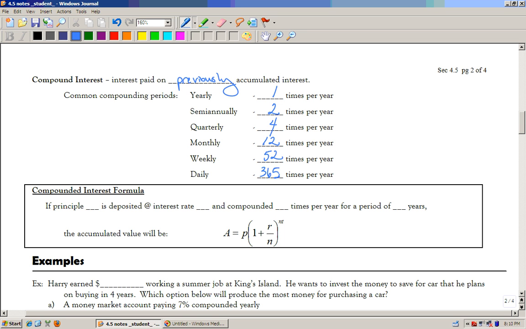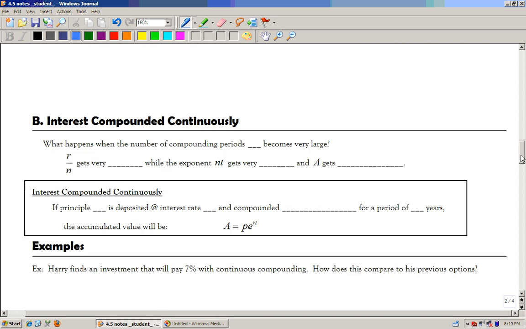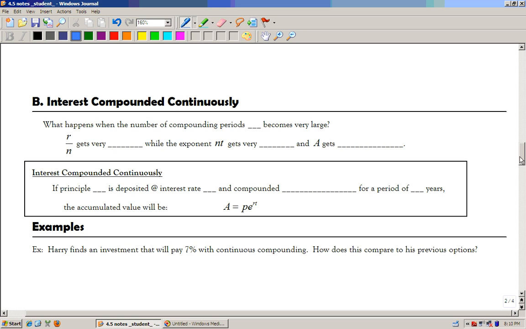So if we're doing a compounded interest formula, the principal is P. It's deposited at an interest rate of R. It's compounded N times per year for a period of however many years you leave it in the account. So the accumulated value is the principal times the quantity 1 plus the interest rate over how many times they compound it, raised to the power of NT. And we're going to move on to the next section and do the examples in class.